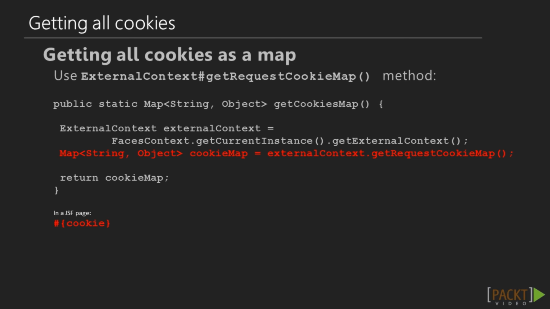Basically, this method returns an immutable map whose keys are the set of cookie names included in the current request, and whose values are the first or only cookie for each cookie name returned by the underlying request. This map is managed by JSF, and it is also available in page via the cookie implicit object.